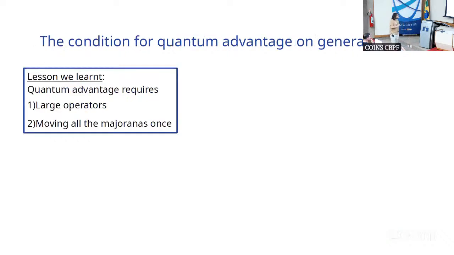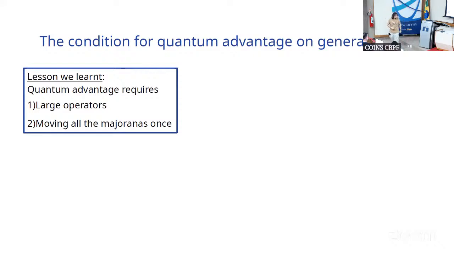Okay, so let's conclude the talk with a generalization. The lesson that we learn is that in order to have quantum advantage in the SYK setup, you need large operators. So you need operators that can be written as an extensive product of many Majoranas. And you need the ability to move all the Majoranas at once. How can I say? All the Majoranas must be free to move at least once. So for example, a nearest neighbor chain doesn't have this property because most of the Majoranas will be stuck by the Majoranas outside and they have no freedom to move, and so they cannot enjoy the quantum advantage.